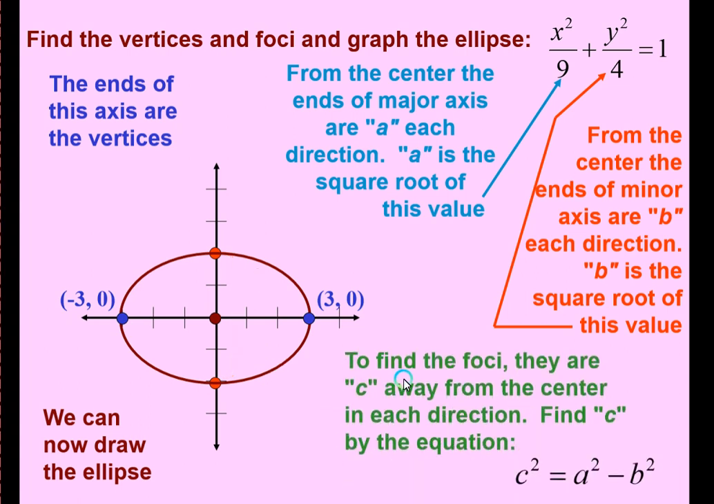Okay, to find the foci, they are c units away from the center in each direction. So we use c squared is equal to a squared minus b squared. C squared is equal to a squared minus b squared, so it is 9 minus 4. C squared is equal to 5. C is equal to square root of 5, or about 2.2.